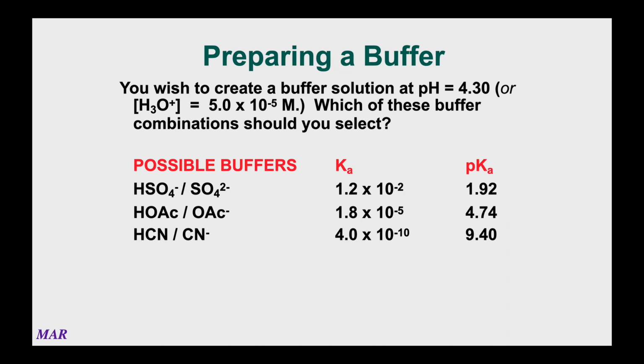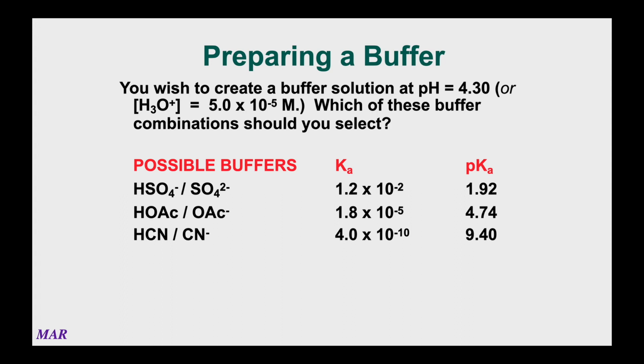And if we want a pH about 4.3, then we want to find a pKa as close to that pH as possible. So you can see that 4.74 is certainly close to 4.30. That would be a good pick. Now you can also compare Ka to the hydronium, and you can see that the Ka for acetic acid, 1.8 times 10 to the minus 5, is pretty close to 5.0 times 10 to the minus 5.